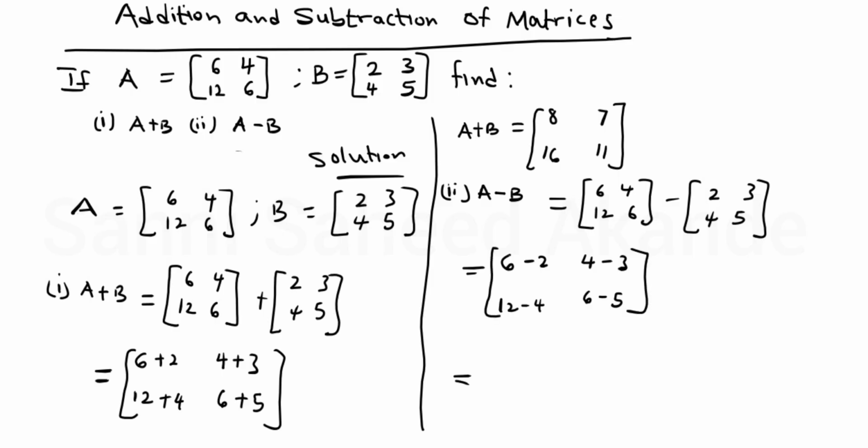We have 6 minus 2, that will give us 4. 4 minus 3 will give us 1. 12 minus 4 will give us 8. And 6 minus 5 will give us 1. Okay, so this is the solution to the first question. I hope you understand this. Very simple. Well, let's take a look at another question.